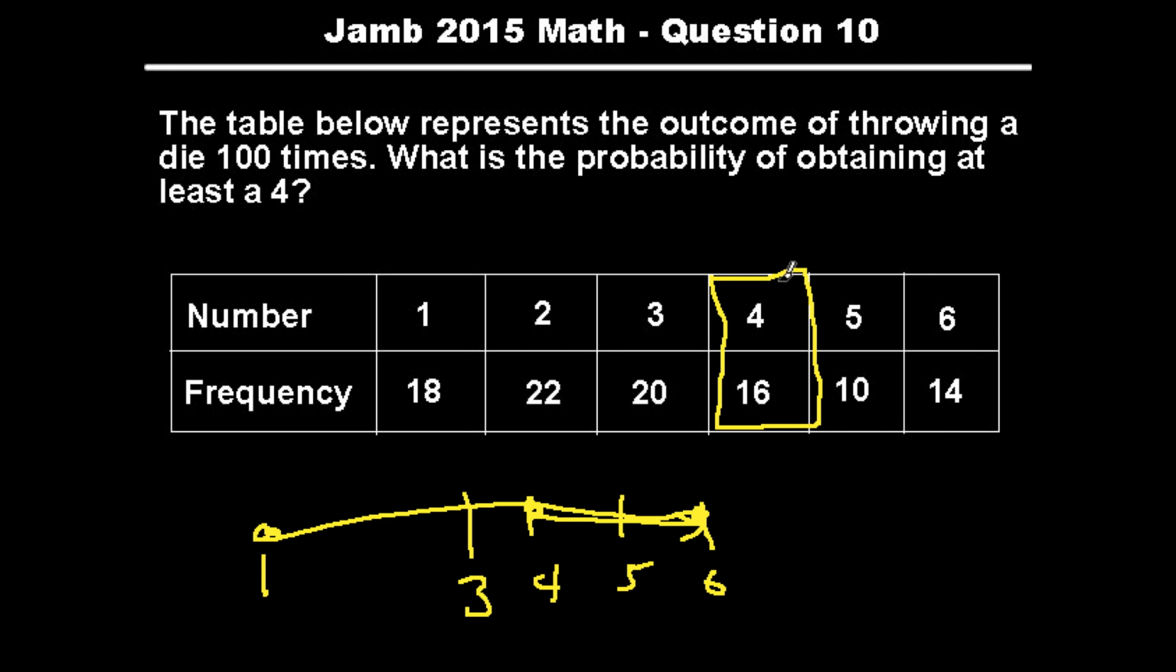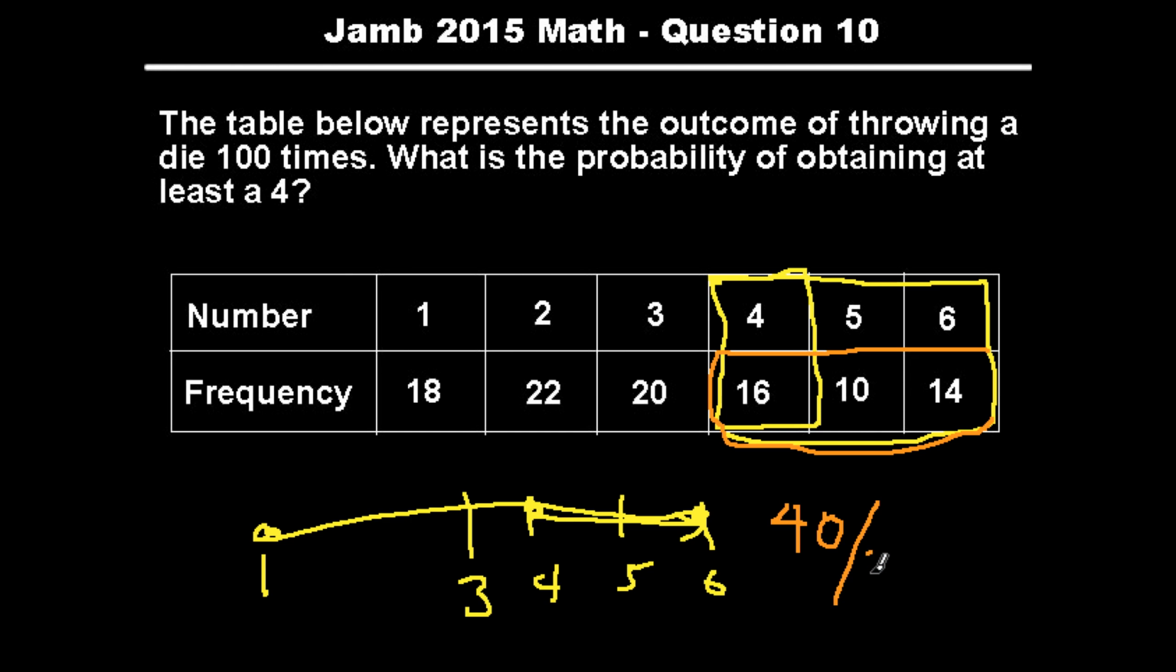So this question is really asking us to figure out what the probability of getting a 4 or a 5 or a 6 is. And so in order to answer that question, you just have to sum up all these frequencies. Now we know that if we're going to roll the dice 100 times, the probability of obtaining at least a 4 is 16 plus 10 plus 14, which is equal to 40 out of 100 tries, which is 2 over 5.